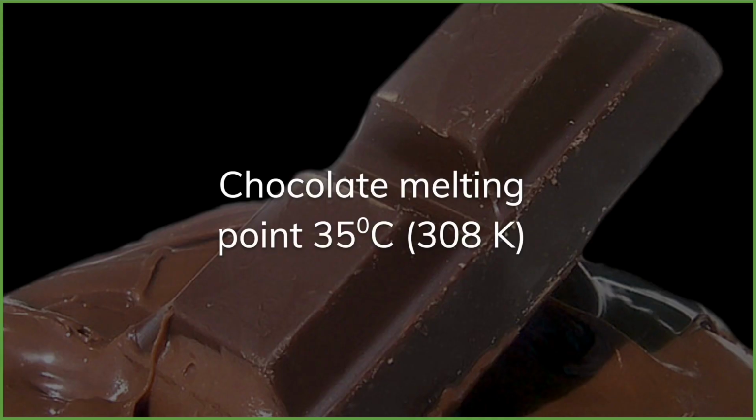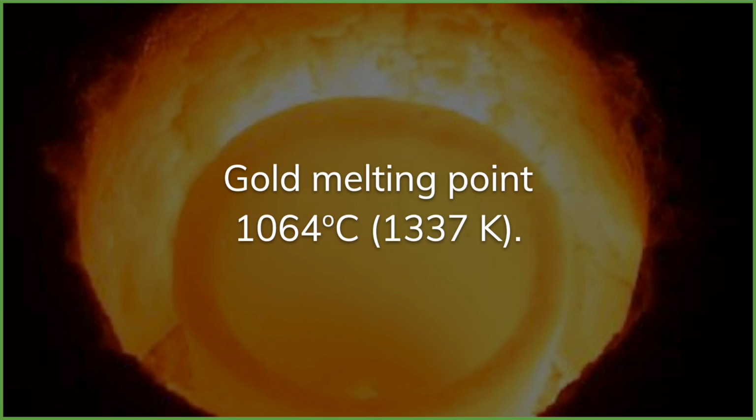Another one you probably experienced is chocolate. Chocolate has a melting point of 35 degrees Celsius, which is kind of close to the body temperature of a human, so that's why chocolate melts when you're holding it. Gold and other metals tend to have higher melting points. Gold in particular is 1,064 degrees Celsius. So that's the temperature you need to get gold to if you want to melt it down to a liquid.